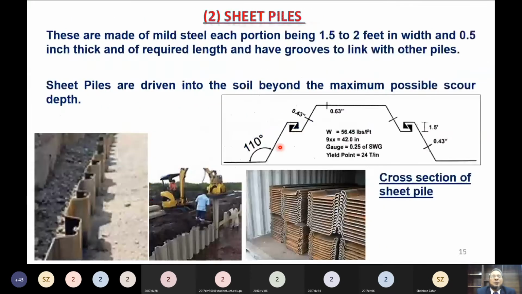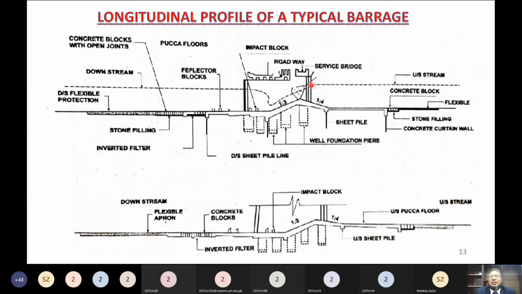Now, what is the function of the inverted filters? You know that when we close the gate of the barrage, most of the time we have to close the gates, particularly when there are low flows or average flows, because we want to pond the level up to a certain height. And then the head on this side is high, there is almost nil flow on the downstream side, or very little flow. So the head across the barrage is very high.